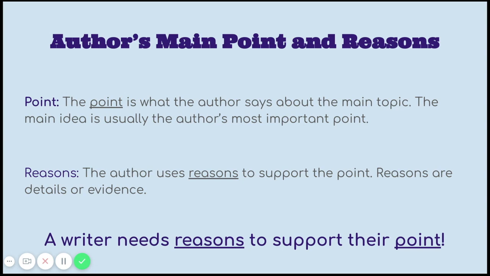We're going to start our lesson by talking about what an author's main point is and what reasons are. The point is what the author says about the main topic. The main idea is usually the author's most important point. The author then uses reasons to help support their point. Reasons are details or evidence that the author uses to prove or to make their point stronger. Every writer, no matter what they're writing, needs reasons to support their point.